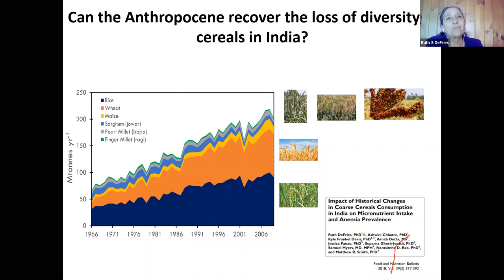But another outcome of the Green Revolution is that the diversity of cereals, which used to be much more diverse in people's diets and in production systems, to include many different types of millets and crops that are highly appropriate for the places that they were grown, have been displaced by the rice and wheat, which were the focal crops of the Green Revolution.